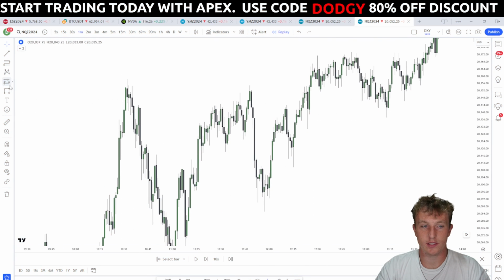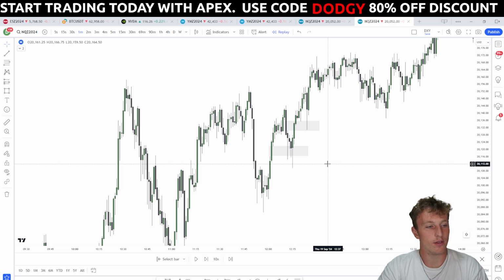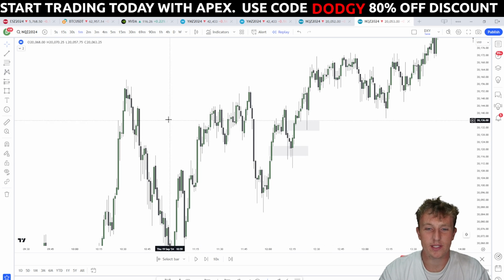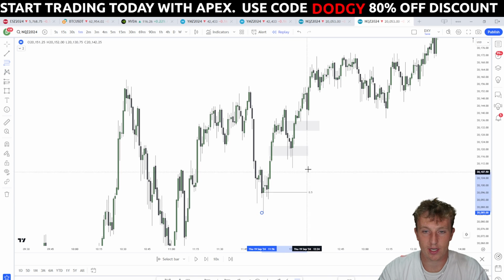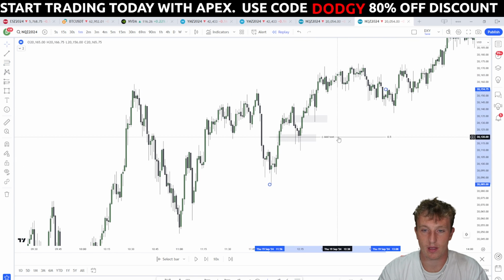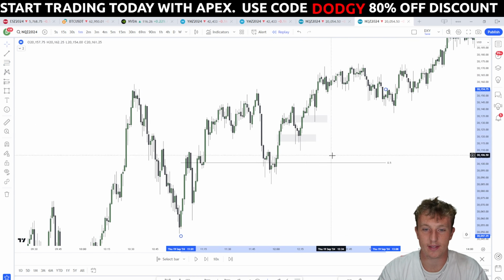So here is going to be an example of an A setup. In this example here, we don't really sweep a major liquidity pool, but we do deliver off this fair value gap. And usually an A setup will typically still be kind of lower in the range. You can kind of see in this range here, it wasn't super low, but it was still not at the top of the range.